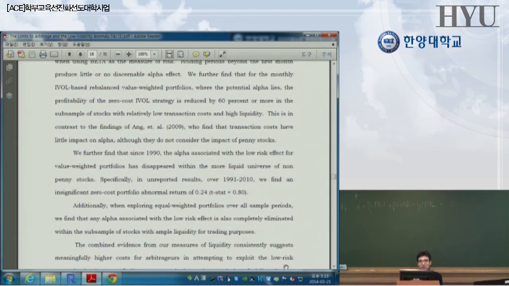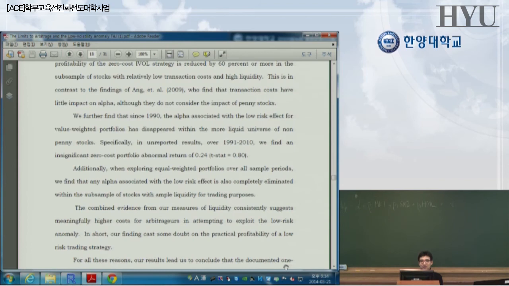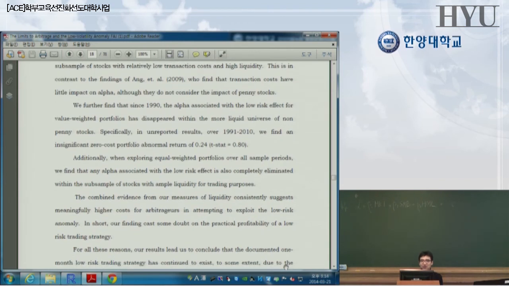Additionally, when exploring equal weighted portfolios over all sample periods, we find that any alpha associated with the low risk effect is also completely eliminated within the subsample of stocks with ample liquidity for trading purposes. Now, the combined evidence from our measures of liquidity consistently suggests meaningfully higher cost for arbitrageurs in attempting to exploit the low risk anomaly. In short, our findings cast some doubt, actually not some doubt, serious doubt, right? Serious doubt on the practical profitability of low risk trading strategy.